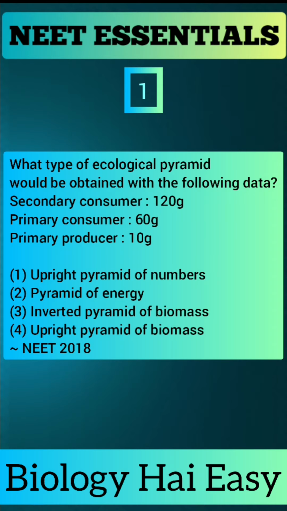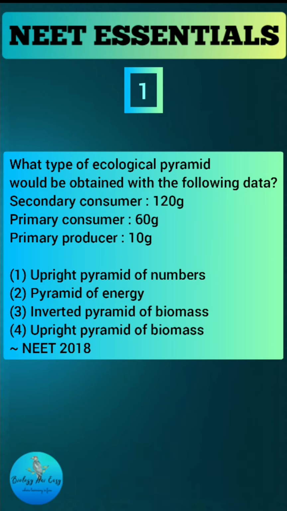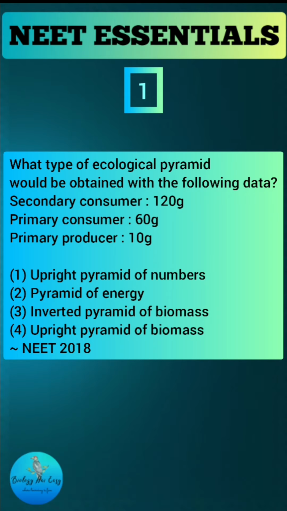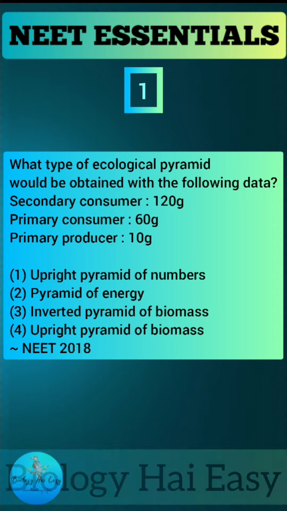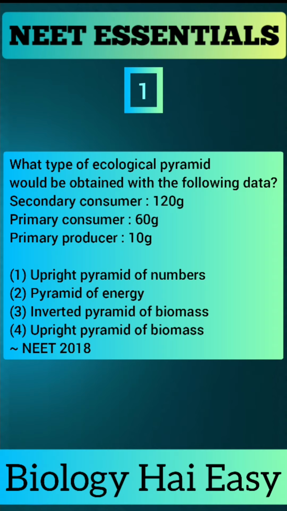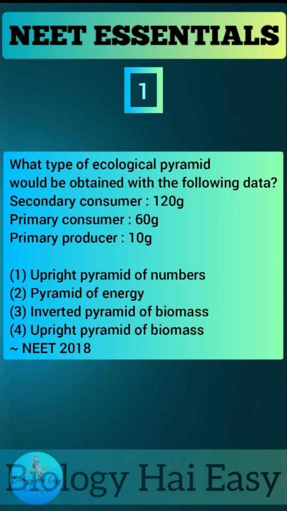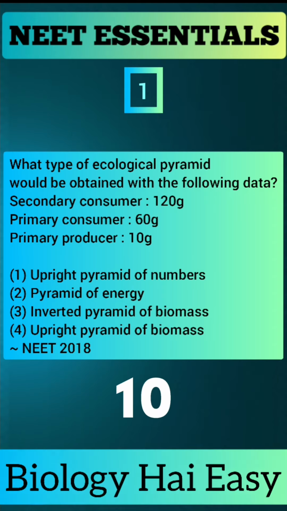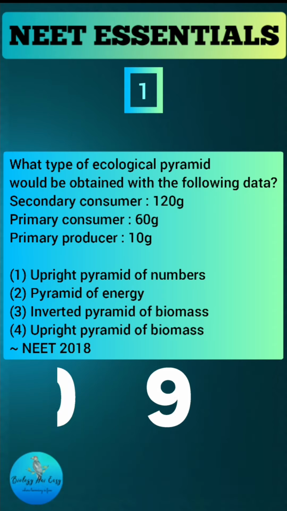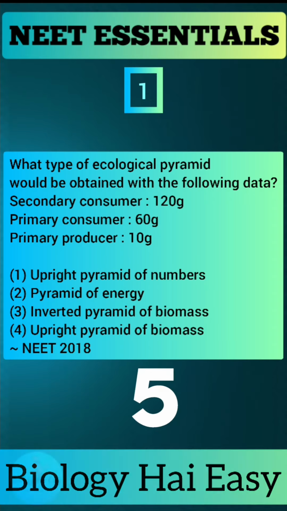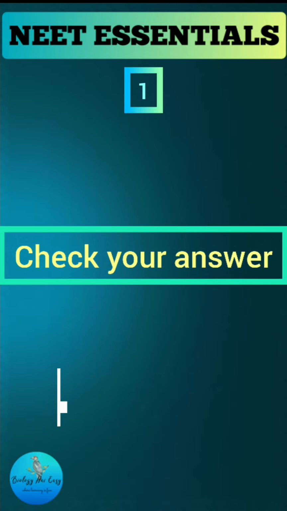So our first question is, what type of ecological pyramid would be obtained with the following data? Secondary consumer 120 gram, primary consumer 60 gram, primary producer 10 gram, and the options are upright pyramid of numbers, pyramid of energy, inverted pyramid of biomass, upright pyramid of biomass. Try to answer before the countdown ends.